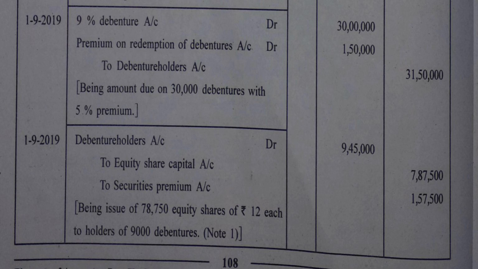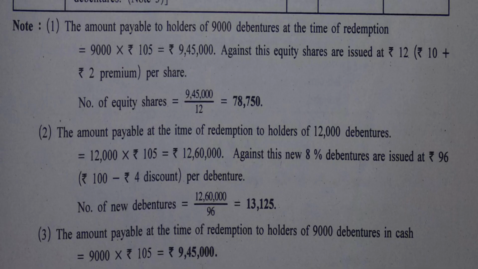We need to understand the explanation firstly. You have several working notes. Out of that, the first working note we are going to understand right now. See, the amount payable to holders of 9,000 debentures at the time of redemption. See, 9,000 debenture holders have accepted the equity shares. Yes?